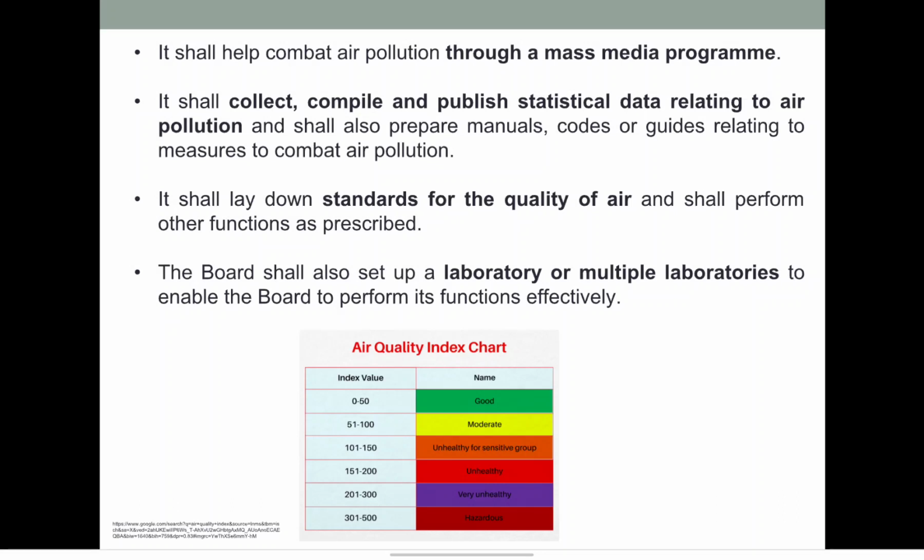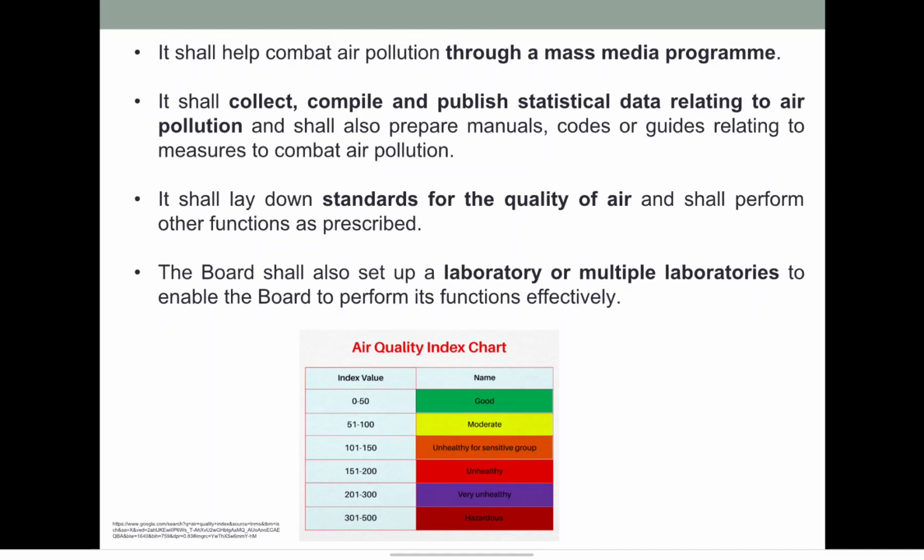It can also help to combat air pollution through a mass media program. Nowadays, mass media is of utmost importance if we have to spread any message. Okay, so air pollution can be combated through various mass media programs. Then it shall collect, compile and publish statistical data relating to air pollution. Okay, so statistical data relating to air pollution is very important to plan and implement future strategies. Okay, so all that compilation and publishing of the statistical data, and also to prepare manuals, codes and guides relating to the measures to combat air pollution, is done by the Central Pollution Control Board.